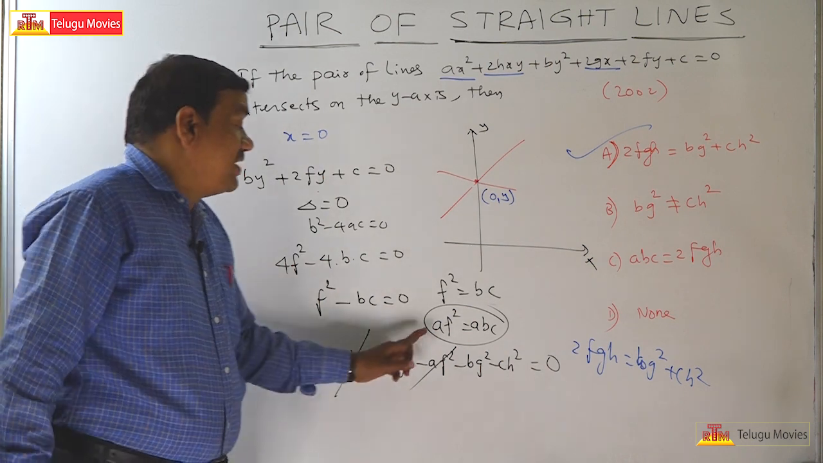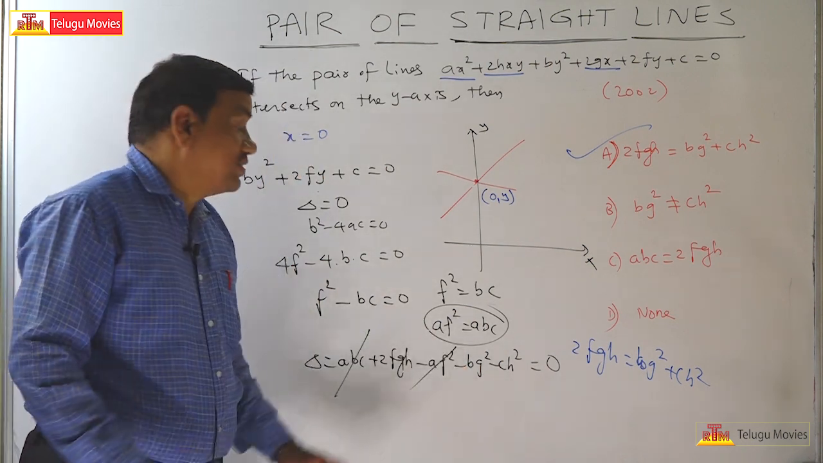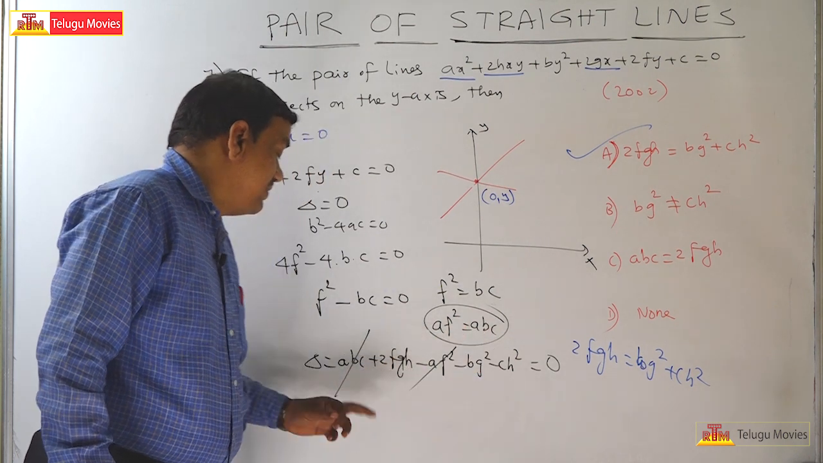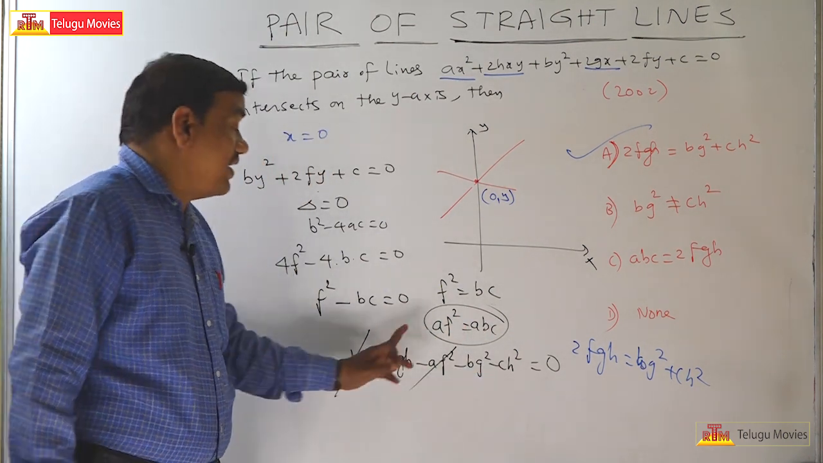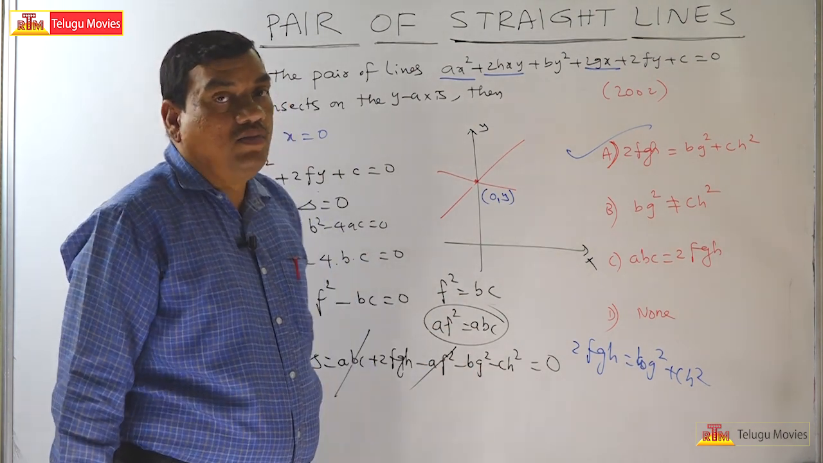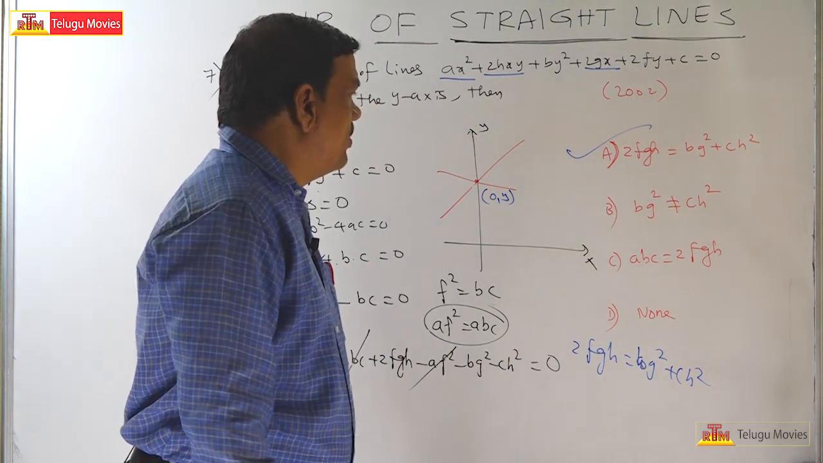So you know why I multiplied af square, a on both sides. Because af square is equal to abc. Therefore, abc minus af square can both be cancelled. That's why we multiplied a on both sides. Okay now? So a very nice problem this is.